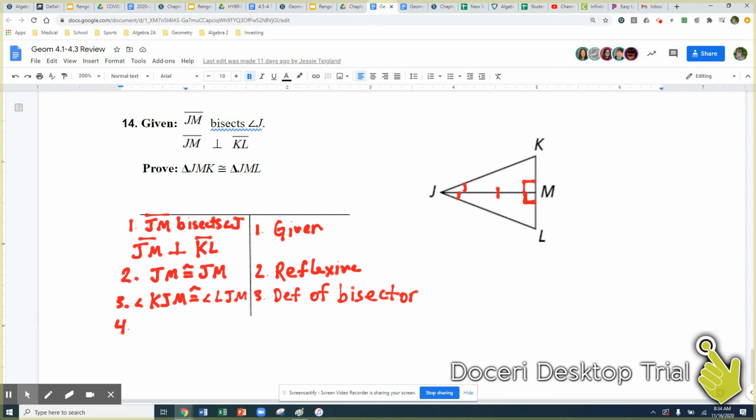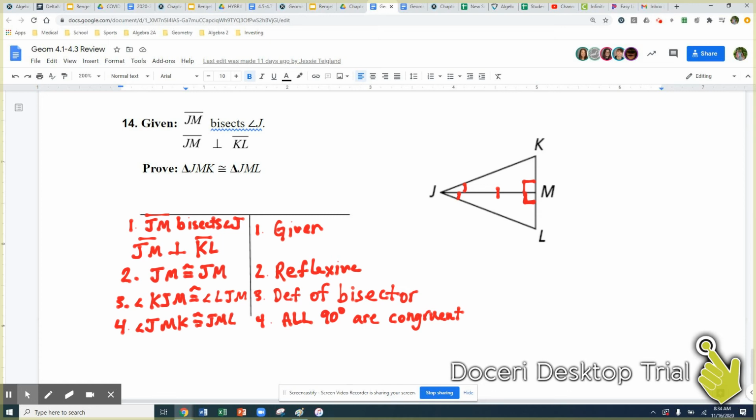JMK is congruent to JML. And the reasoning here is all 90 degrees are congruent. Sometimes we'll say all right angles are congruent, whatever the case is, all 90s are congruent. We don't need to do anything else there. We know that if we have two lines that are meeting at perpendiculars, we're going to get 4 congruent angles basically if you extend out those lines.